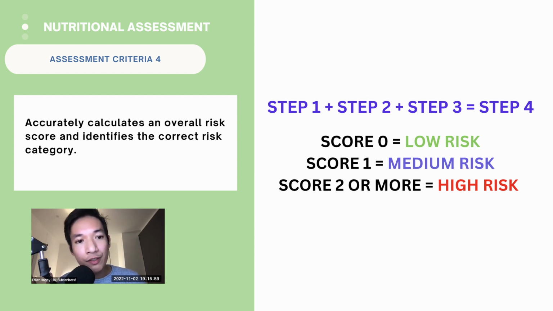Okay? Any questions for assessment criteria number 4? It's only adding steps number 1, 2, and 3. So that should be easy. So assessment criteria number 5. So this is the documentation part.